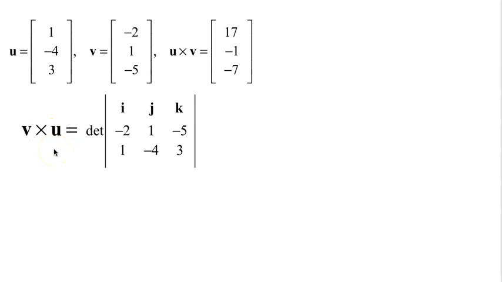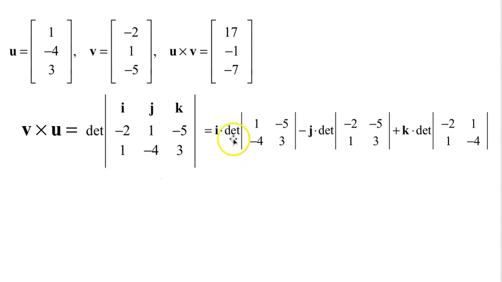So the question is, is u cross v the same as v cross u? Well, let's go through our process. I times its minor, minus j times its minor, plus k times its minor. Remember, plus, minus, plus across the top. I's minor: cross out the row, cross out the column.